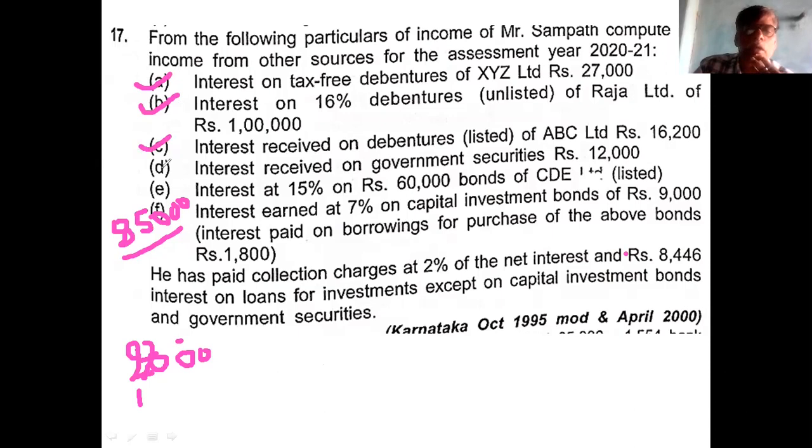ABC Limited. And interest on government security. Don't make it net. You take this 12,000 as it is. It is the net and it is the gross, because the government will not deduct tax. So 12,000 is the gross, 12,000 is net. So you consider that as a net.